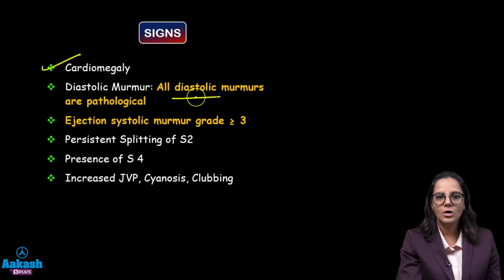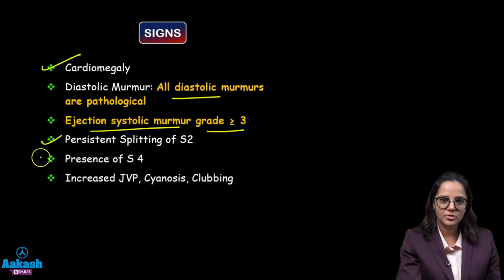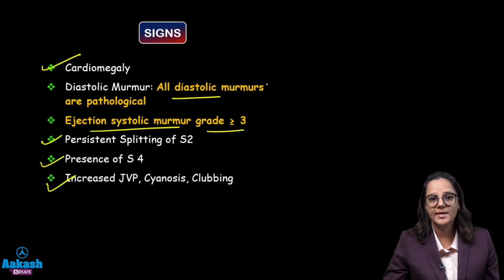What are the signs of heart disease in pregnancy? Cardiomegaly. All diastolic murmurs are pathological, remember this. All ejection systolic murmurs more than grade 3. Persistent splitting of S2, presence of S4, and increased JVP, cyanosis and clubbing. But all these physiologies cannot be explained in 30 minutes, so please go through my YouTube videos on heart disease in pregnancy.